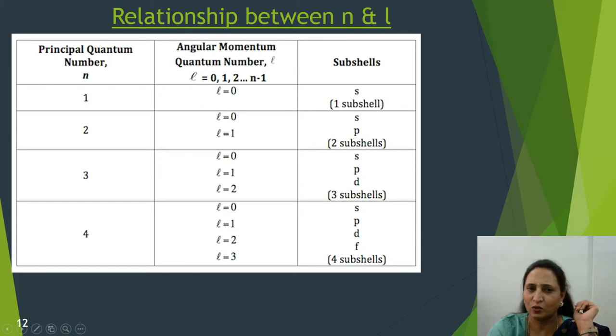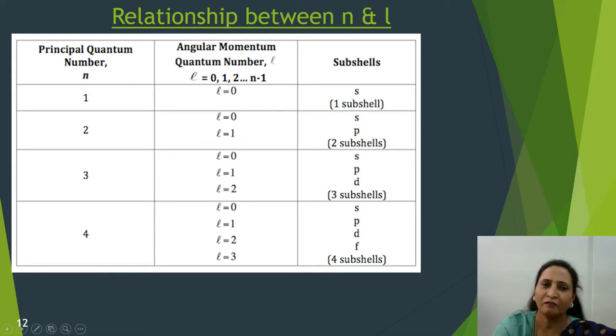Now when n value is 1, the L value is 0. At that time, all of you know that when L value is 0, the subshell is the S subshell. Now when principal quantum number is 2, there are two L values, 0 and 1. When 0, S orbit is there. When L is equal to 1, P orbit is there. That is two subshells present, one is S and the second one is P.